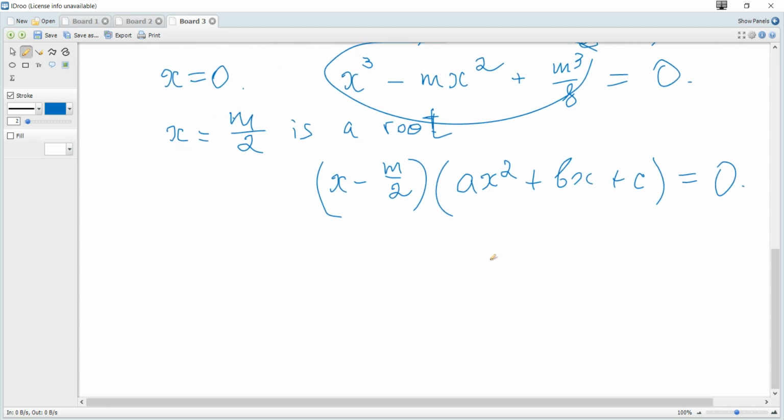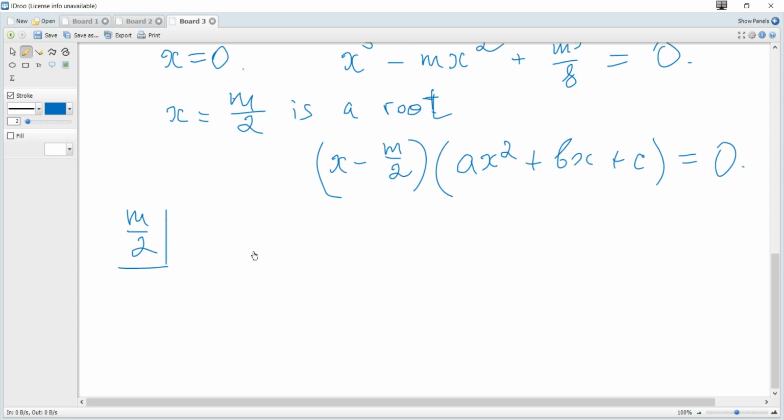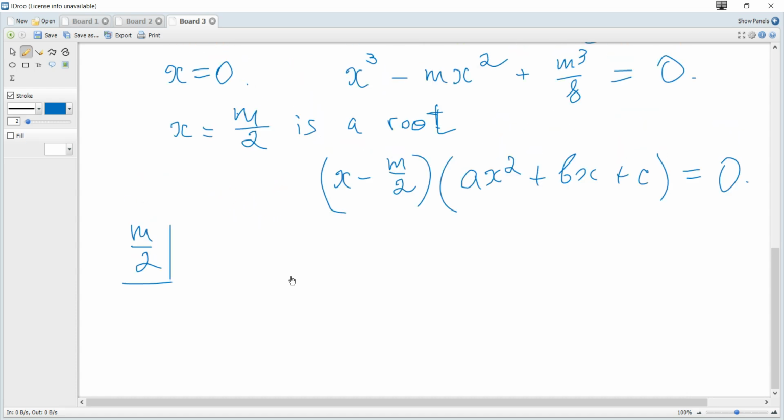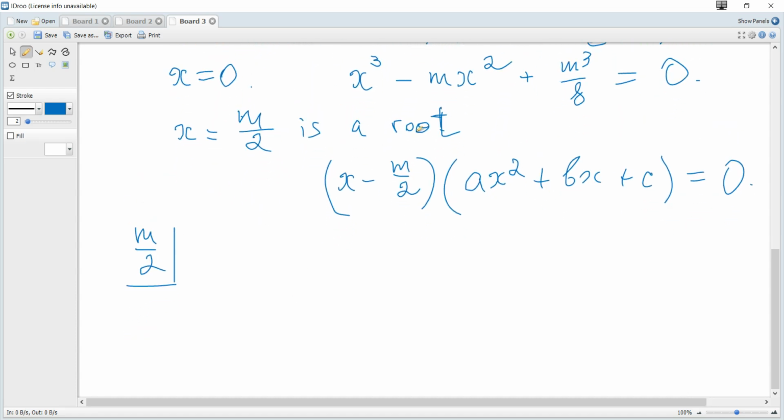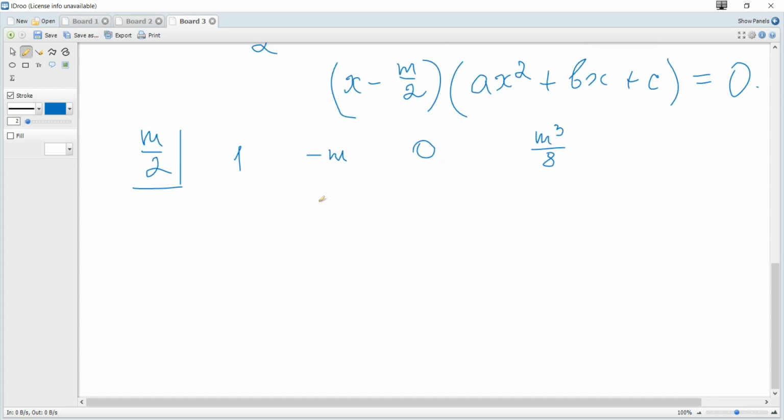But I want to use synthetic division. How to do that? We write this value here. Notice that it becomes x minus some value as a factor, but here we write this value without the minus. And the coefficients of what? This polynomial of degree 3, so there must be 4 coefficients: 1, negative m, 0 because the coefficient in front of x is absent, and just a number, m cubed over 8.